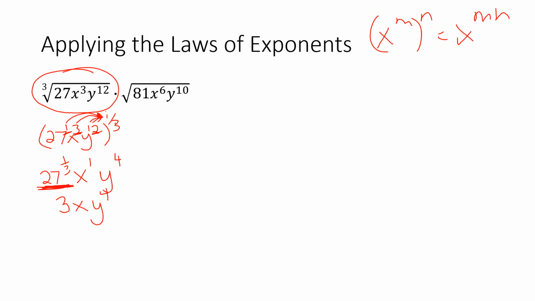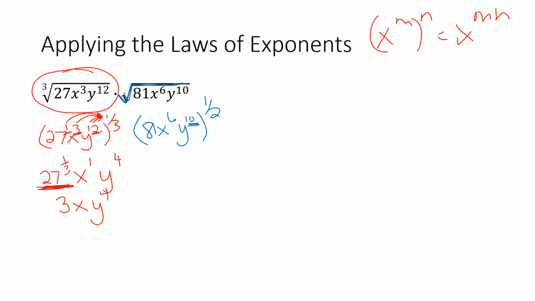Now we're going to go through and do the exact same thing with the other radical. So I'm going to start by writing it as an exponent. Inside I have 81x to the 6th y to the 10th, but this one is a square root. Square root can be written as a 1/2 power. So cube root is 1/3 power, square root is 1/2 power. Now we have a power to a power, so we're just going to go through and multiply those exponents.